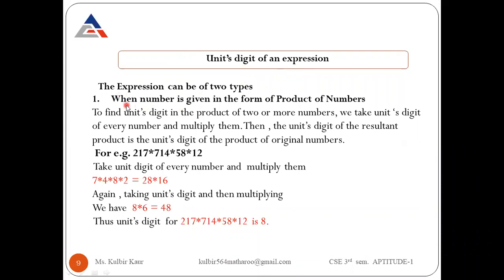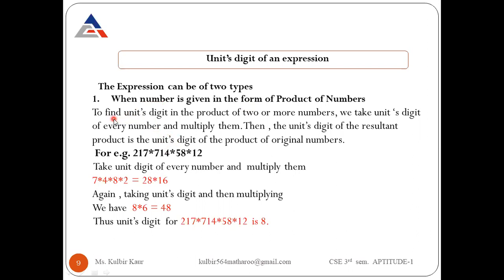So basically, we have two types of expression. The first one is, suppose we are given a number in the form of simple multiplication, meaning a linear multiplication of numbers is given. Then what is the criteria, or how can we calculate the unit digit of that particular expression? What is the procedure? What are the steps?